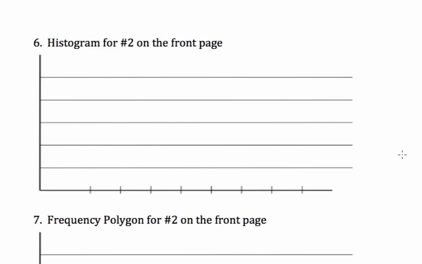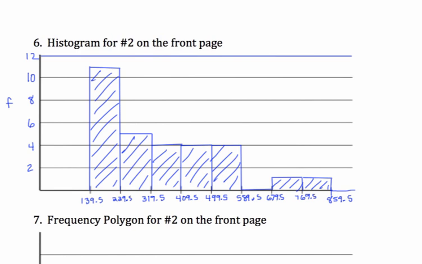Number 6, the histogram for number 2 off the front page of your homework. I'm not going to go through it as step by step as I did on the first page. Go to the first page of these graphs, numbers 3, 4, and 5, for more detailed instructions. Couple of things to note on a histogram. 1, class boundaries are on the x-axis. 2, frequencies are on the y-axis. 3, it's a bar graph showing the frequencies in each class where your bars touch, are connected.